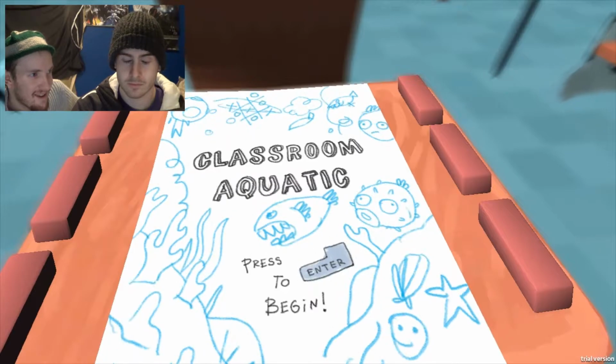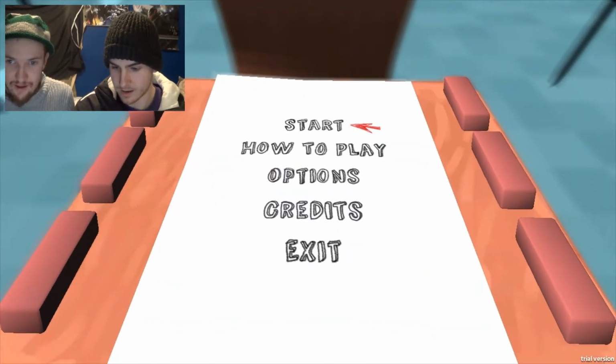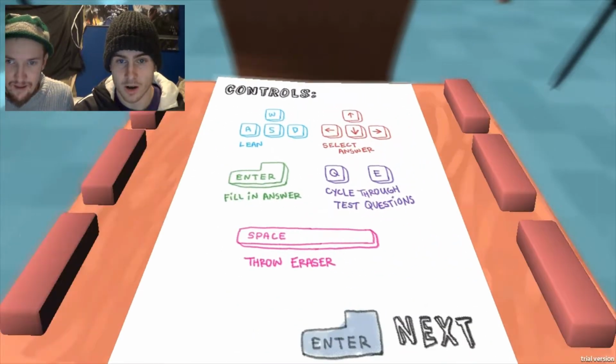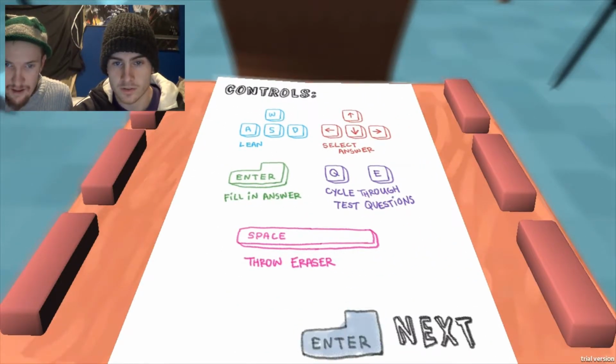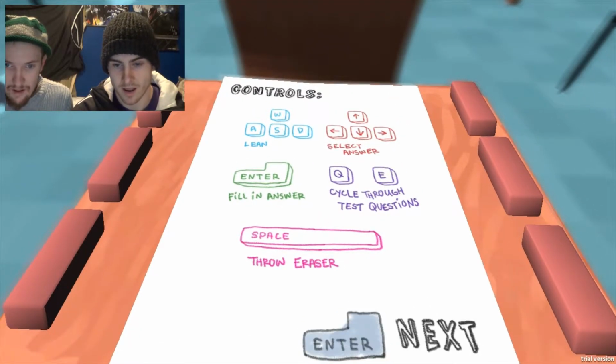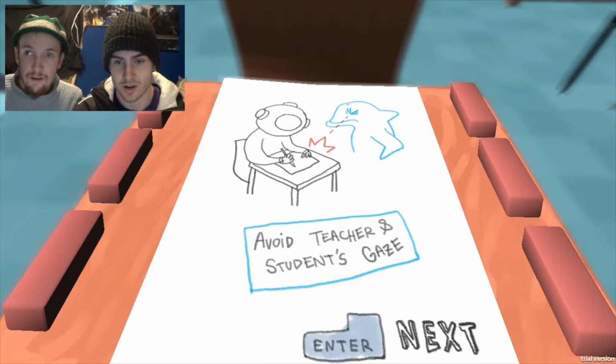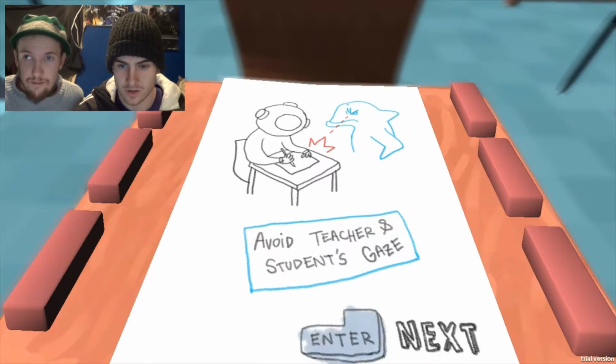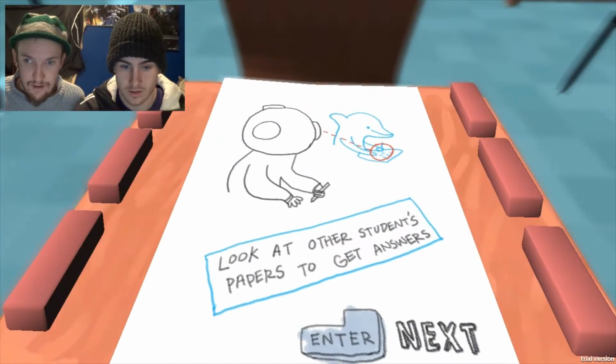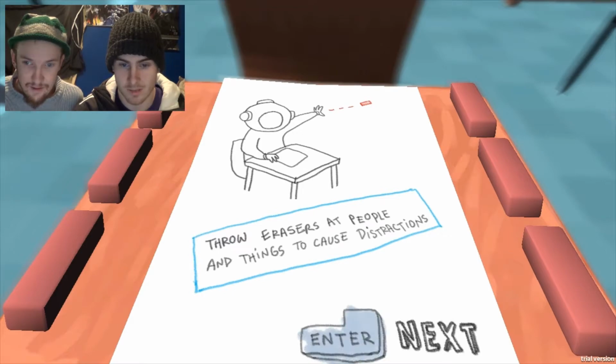Sorry. Here we go. Ready? Okay, how to play. We know how to play. Just make sure. No, we don't. So: lean, select answer, fill in answer, cycle through test questions, and throw eraser. Apparently you can throw erasers to cause distractions. Avoid the teacher and students' gaze. Look at other students' papers to get answers. Throw erasers at people and things to cause distractions.